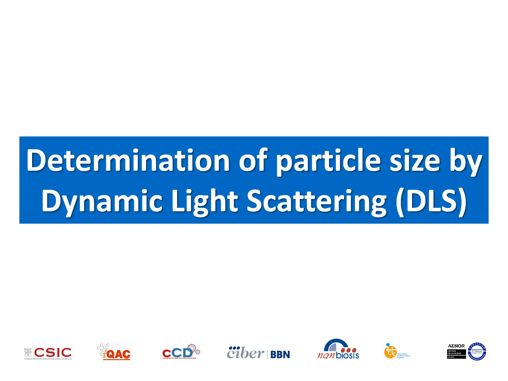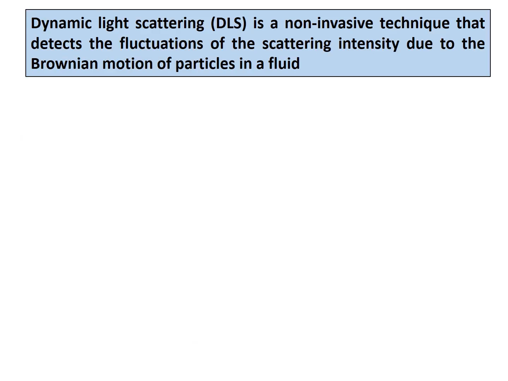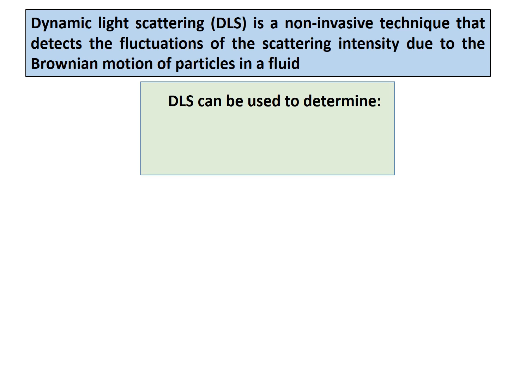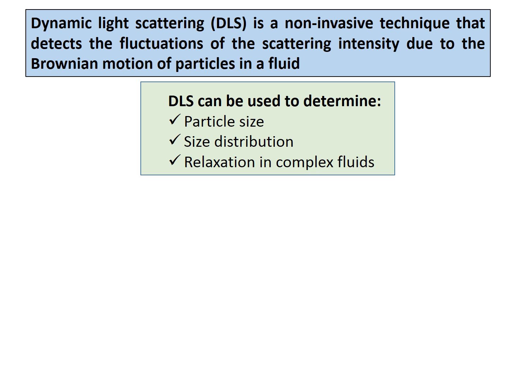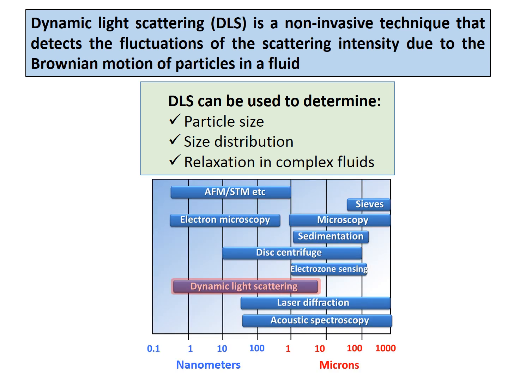Determination of particle size by dynamic light scattering, DLS. Dynamic light scattering, DLS, is a non-invasive technique that detects the fluctuations of the scattering intensity due to the Brownian motion of particles in a fluid. DLS can be used to determine particle size, size distribution, and relaxation in complex fluids. DLS is particularly suited to measure particles in the nanometer size range.